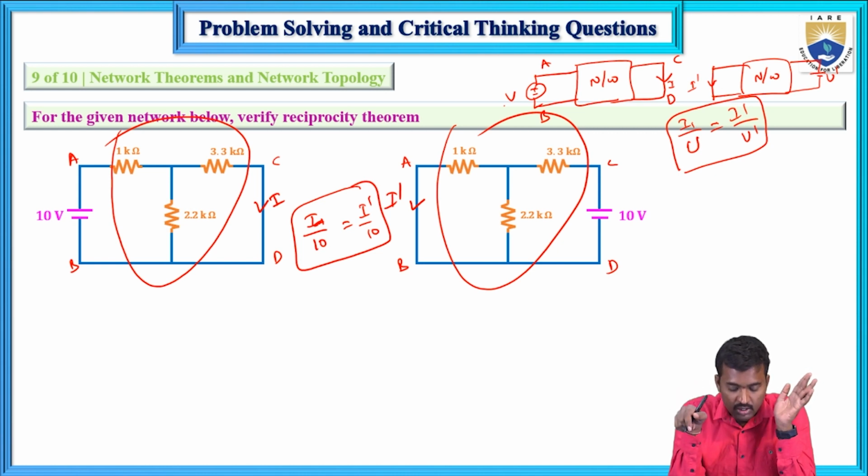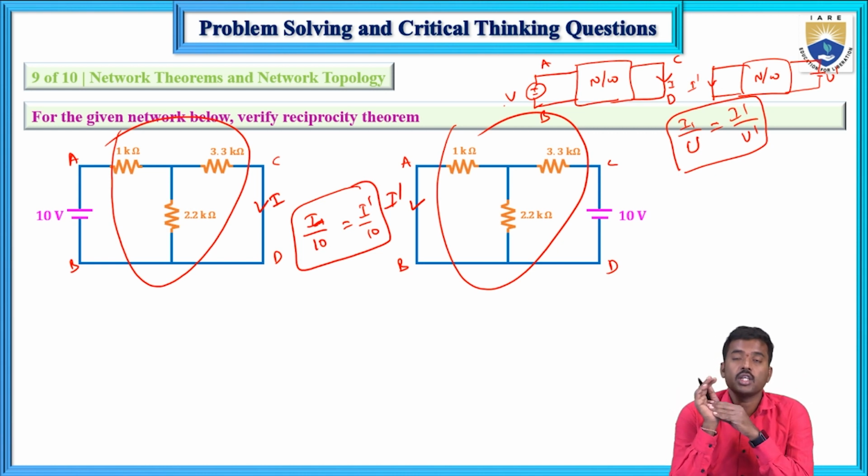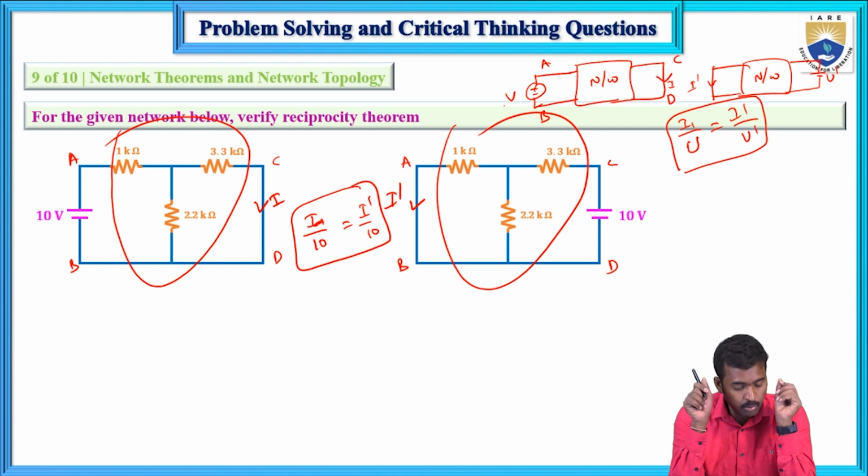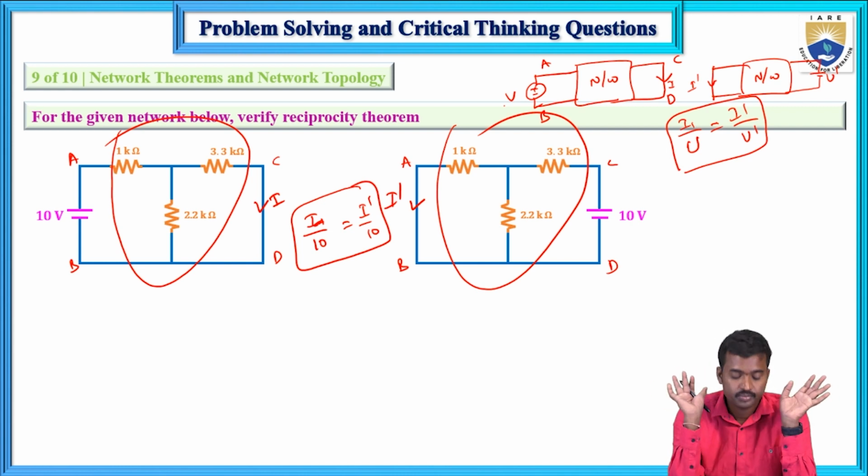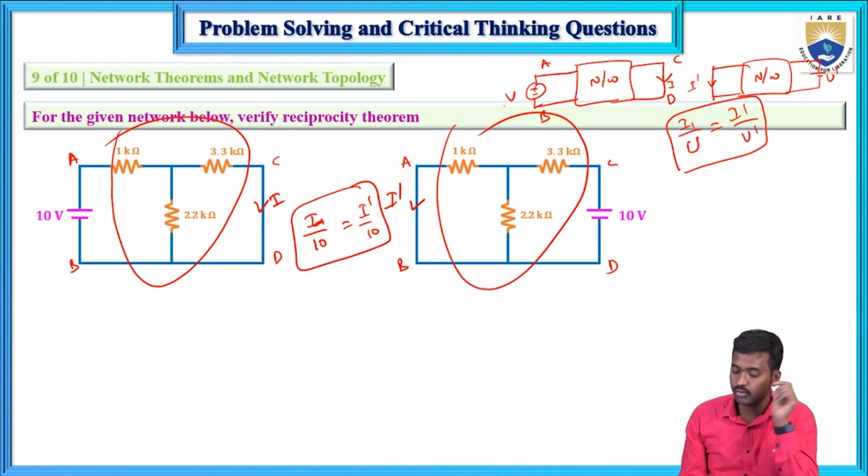That is the reciprocity theorem. To apply the reciprocity theorem, there must be only one voltage source or one current source. Then only we can apply the reciprocity theorem. If there are two sources, we cannot apply it. It is applicable only to a single source network, not a multi-source network, and there must be a linear bilateral network, not non-linear networks. So these are the two limitations of the reciprocity theorem.